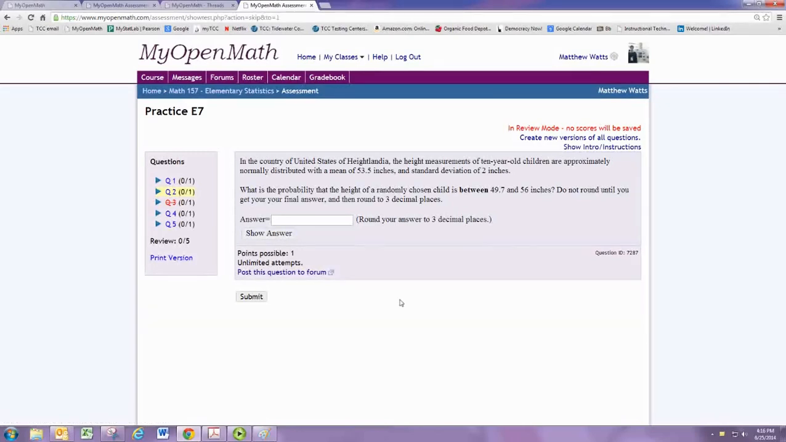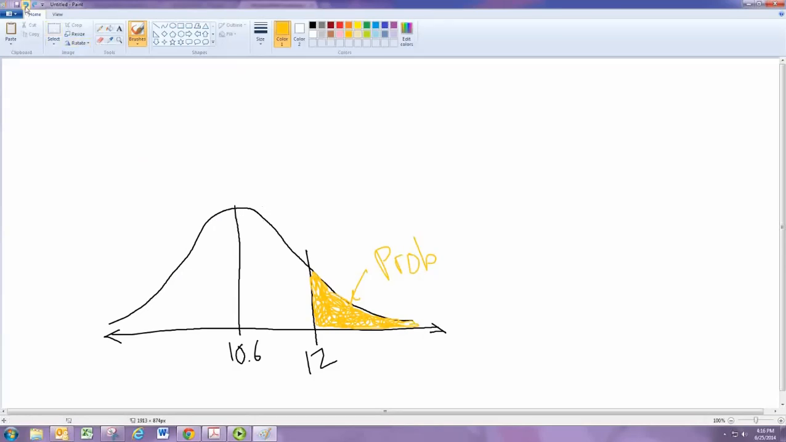All right, here we have the probability that a child's height is between 49.7 and 56 inches. So we'll start this off the same way. Let's label the mean, which is 53.5. So these are the heights, and most of the children are about this height in the middle. As you go to the right, you get the very tall children, but there's fewer of them. And going to the far left, you get a small minority of the really short children.